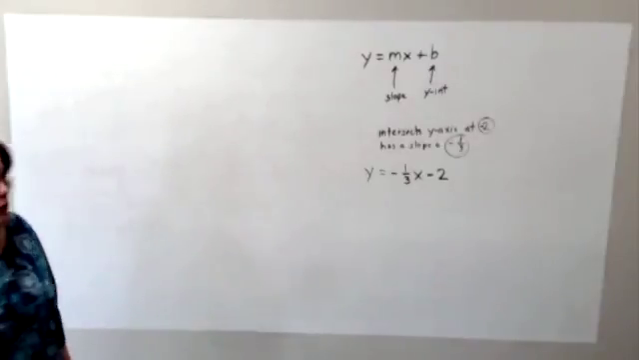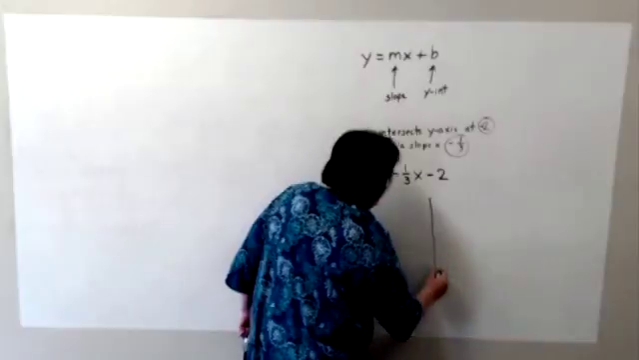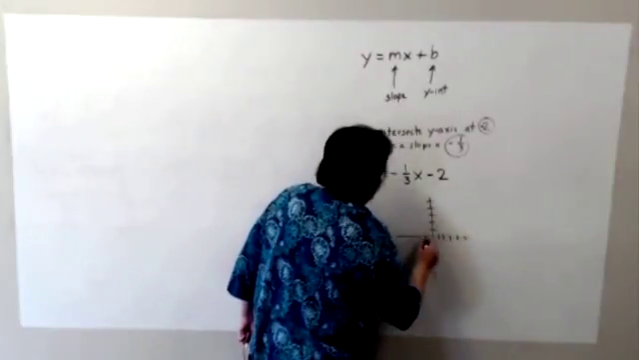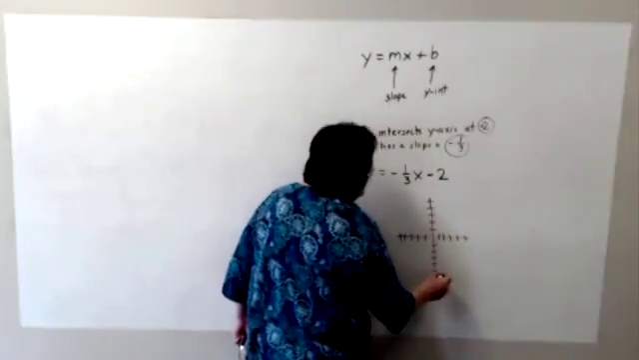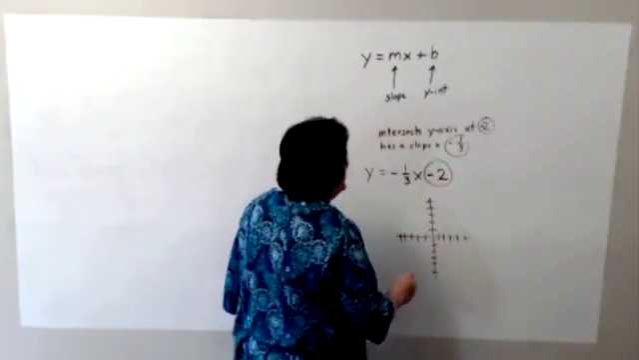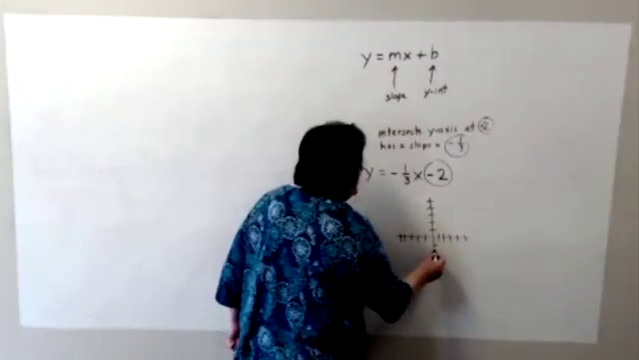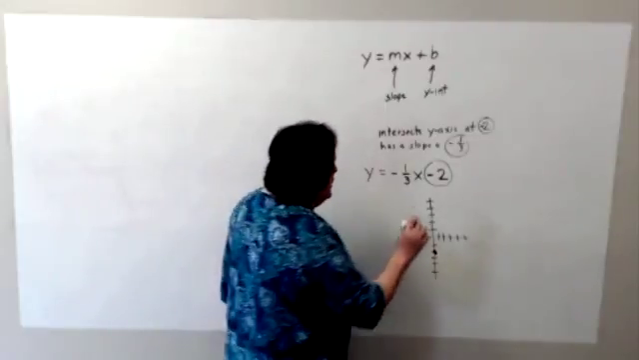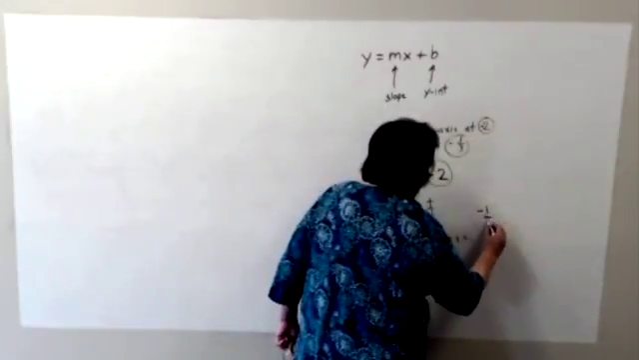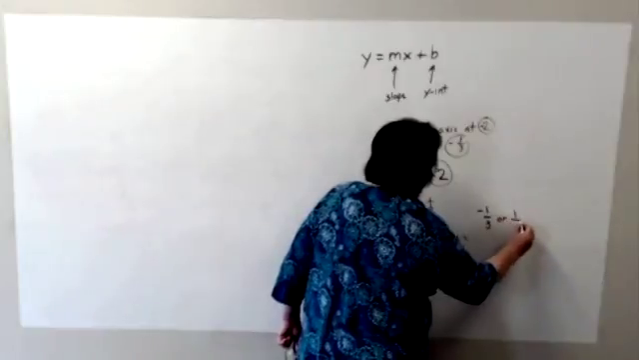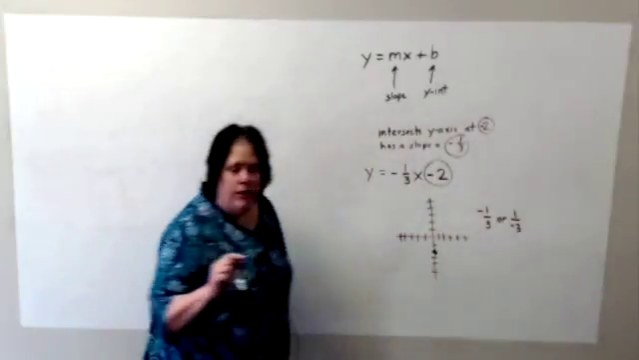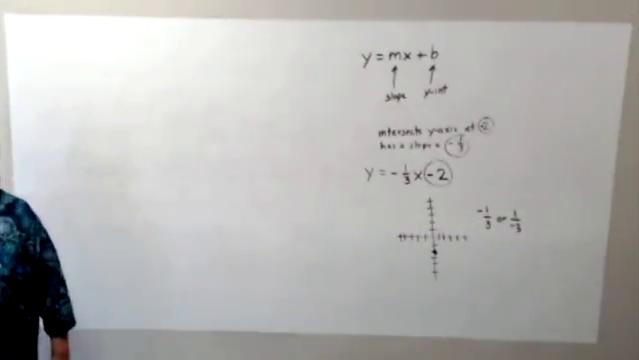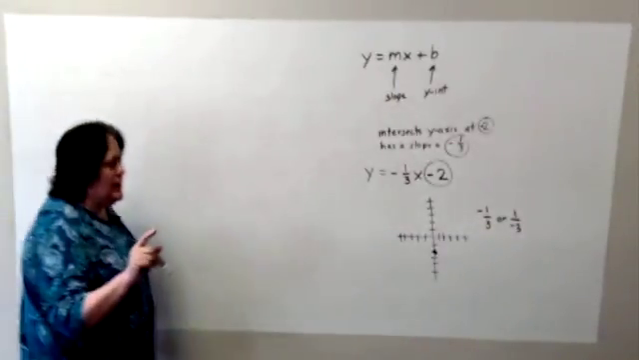If you have m and b, you can graph your line, can't you? Because first, you mark your y-intercept of negative 2. Then you count out your slope. Now, remember this. Negative 1/3 can be negative 1/3, or it can be 1/-3. You can put that negative sign in your numerator or your denominator. You're going to get the same line.